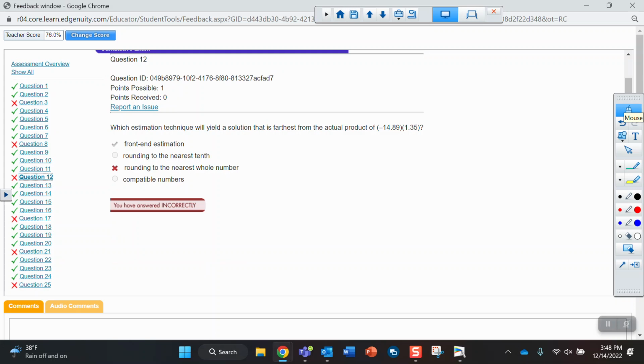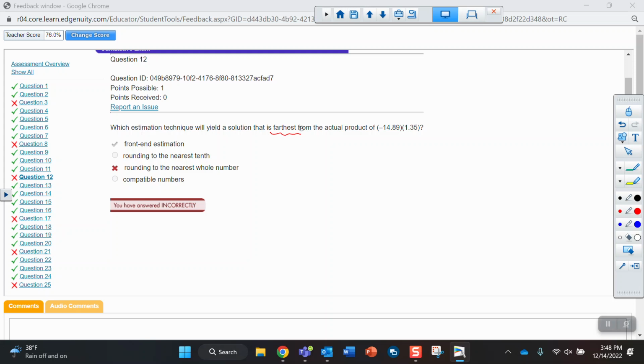Question number 12 says, which estimation technique will yield a solution that is farthest from the actual product? So your product is multiplication. We're multiplying negative 14.89 times 1.35. And I think on this one, I bet you just misread it because it says it's the farthest from, which means which method is going to give you the least accurate answer.